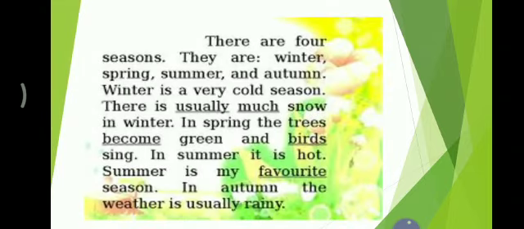Okay, students, look at the text about seasons. There are 4 seasons. They are winter, spring, summer, and autumn. Winter is a very cold season. There is usually much snow in winter. In spring, the trees become green and birds sing. In summer, it's hot. Summer is my favorite season. In autumn, the weather is usually rainy.